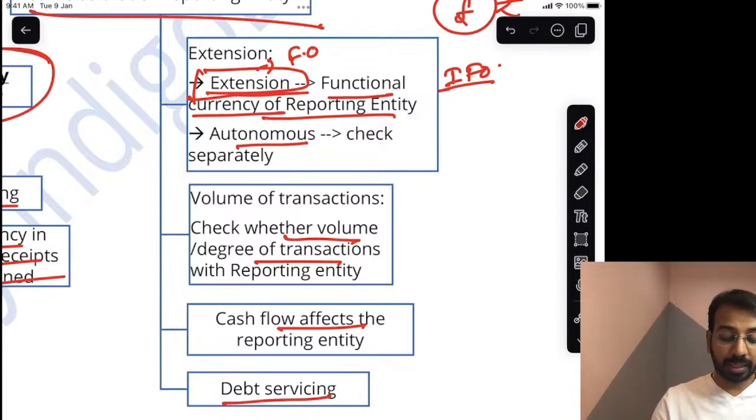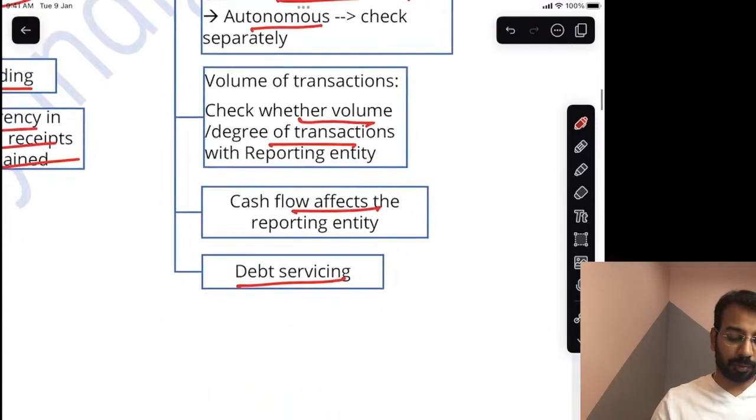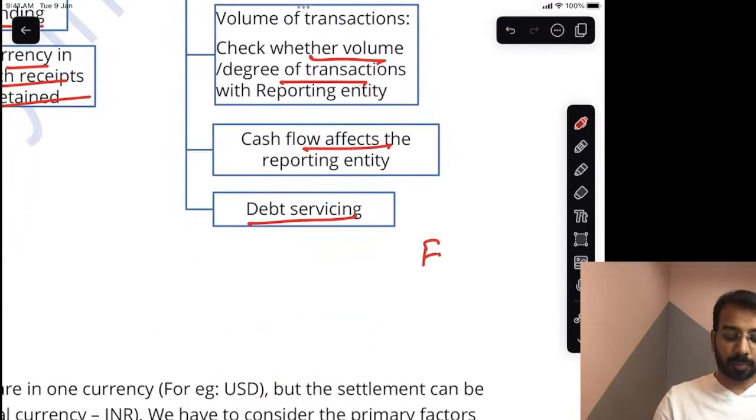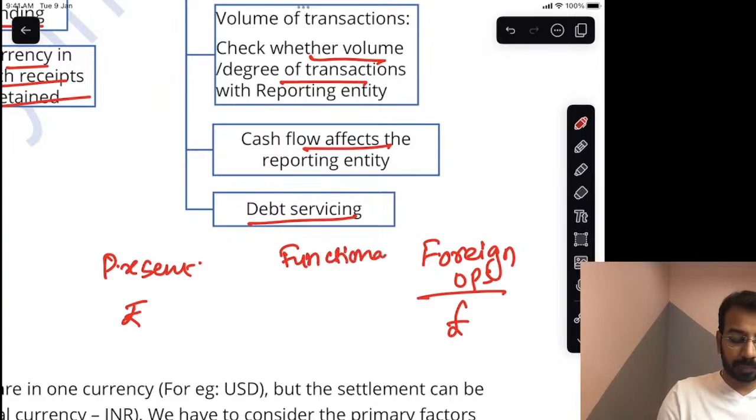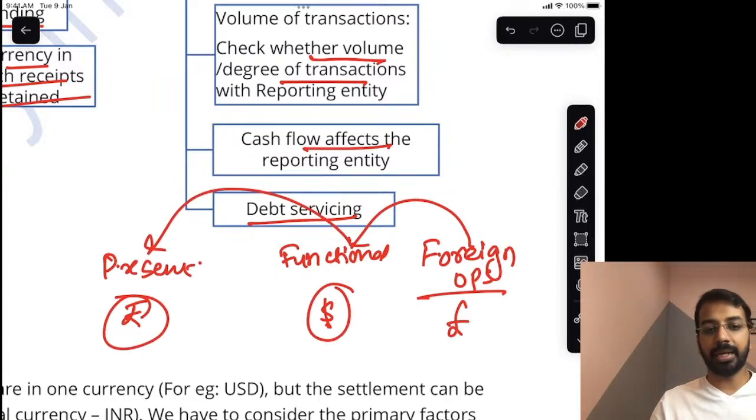Now, the reason why we need to know the functional currency of the foreign operation is this. Let us say the functional currency of the foreign operation is pound. The presentation currency is, let us say, rupee. The functional currency of the entity is, let us say, dollar. So this foreign operation has to be converted to dollars, then this has to be converted into rupee, right? So that is where you need to understand what the functional currency is and what the presentation currency is.